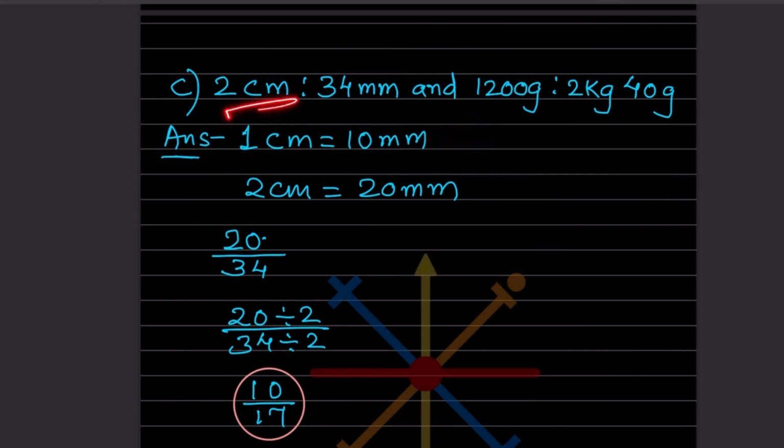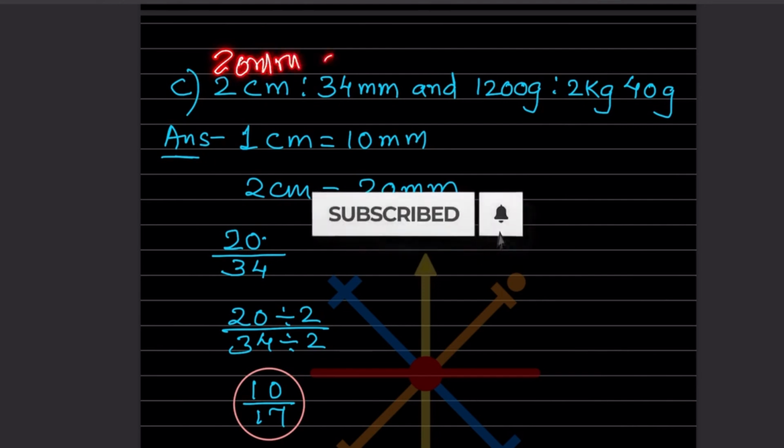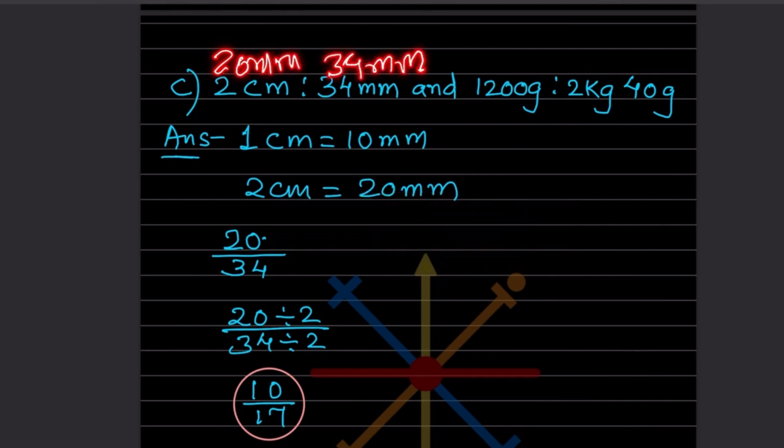Now we want it for 2 centimeters. So 2 centimeters is going to be how much? When you multiply that, it is going to be 20 millimeter. So now you can see this is 20 millimeter and this is 34 millimeter. Now both have the same unit. So what are we going to do?